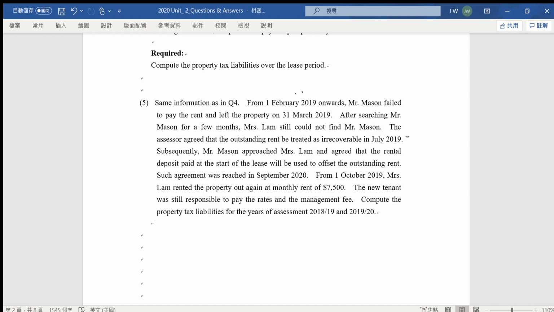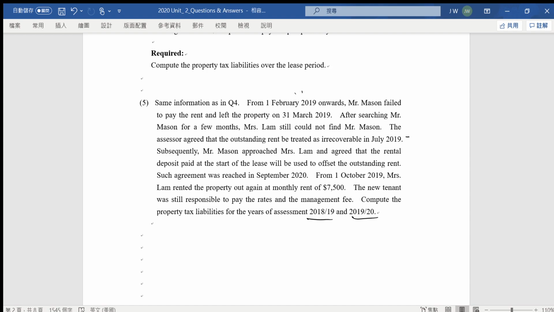Now, be careful, and that is in another year, right? And that is in another year of assessment. And because of that, you will find that in 2019 and 20, in this year of assessment, we still have irrecoverable rent until next year, when it is recovered. Okay. And then for the 1st of October 2019, Mrs. Lam rented the property out again at a monthly rent of 7,500. The new tenant was still responsible to pay the rate and the management fee. And the question asks you to work out 2 years of assessment, 2018-19, 19-20.